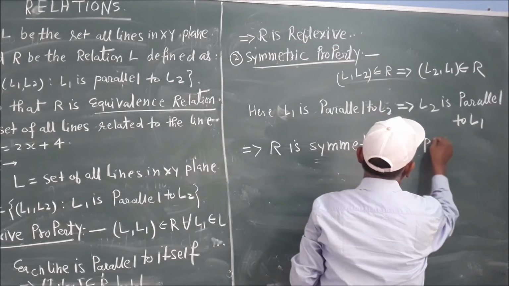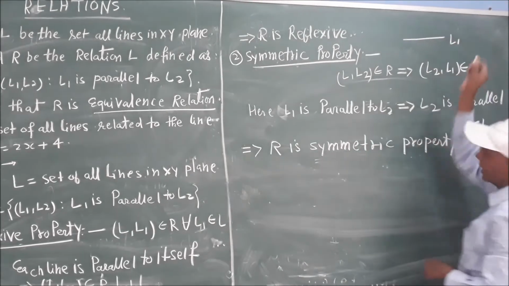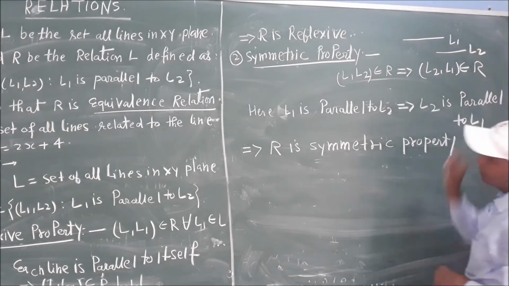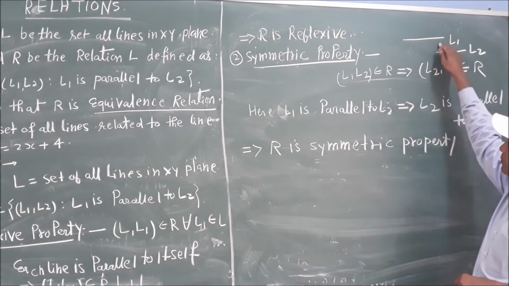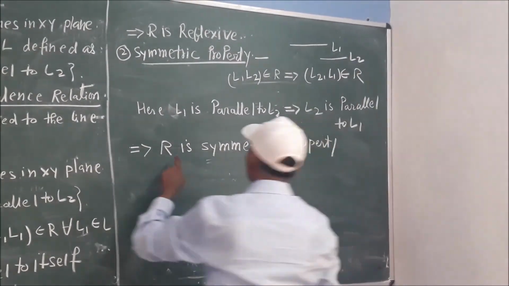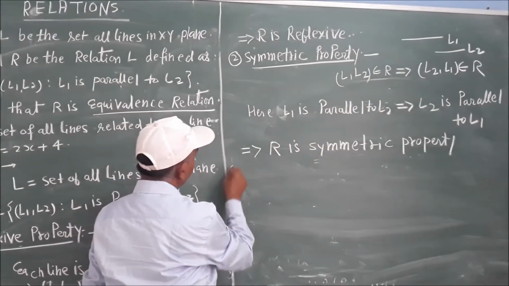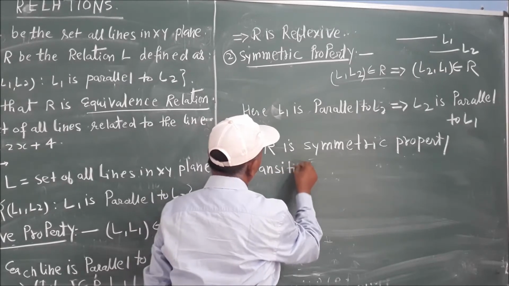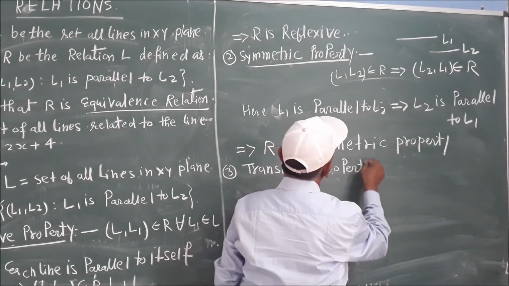See the diagram here. I am saying that this is a line L1. This line is parallel to what? L2. Again I am saying L2 is parallel to L1. That means I am saying the same thing. Two parallel lines are parallel to each other. That means relation R follows the symmetric property. Third is transitive property.